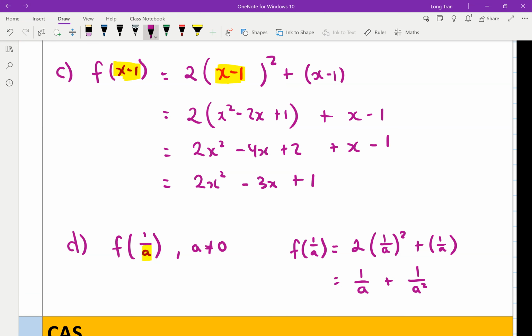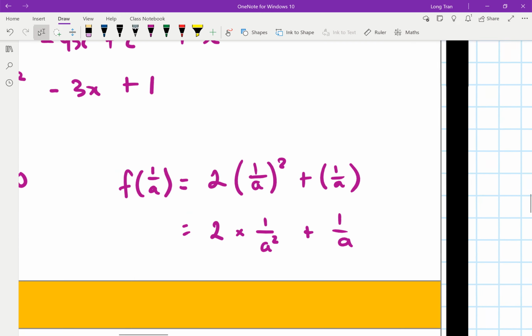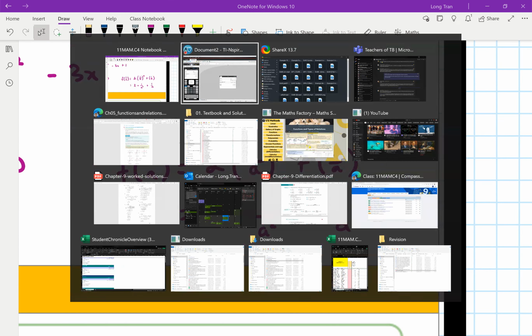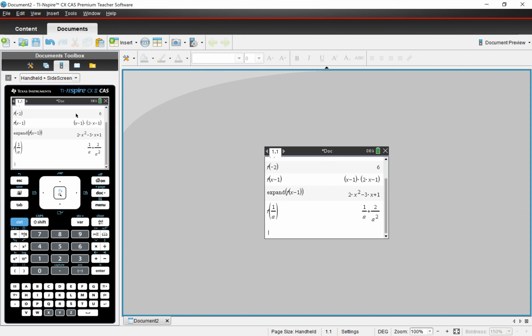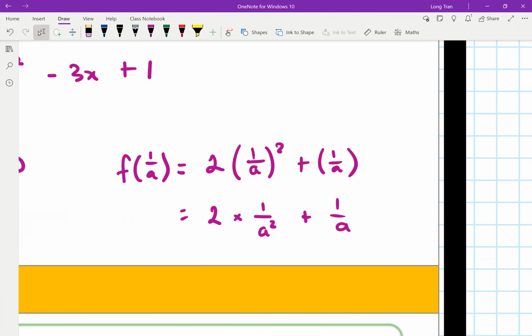Or if you wanted me to show you the algebra, which some of you may have struggled with, squaring 1 over a is the same thing as 1 over a times 1 over a. So that becomes 2 times 1 over a squared plus 1 over a. If you multiply it together, you simply get 2 over a squared plus 1 over a. There you go. That's how you would do this question.